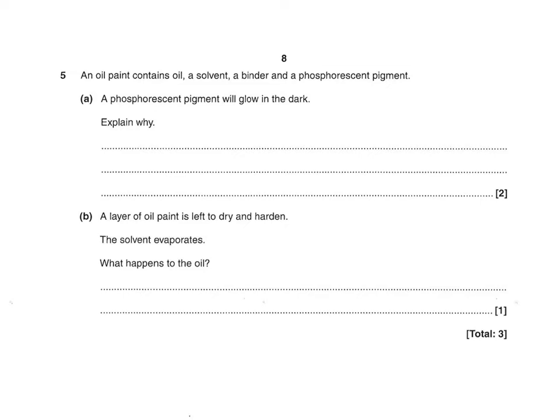in the dark. So in the light it absorbs energy, that's 1 mark, and in the dark it releases or emits the energy. For the first mark you could also say that it stores energy from light in the day, and you can use the word light instead of energy if you want to.